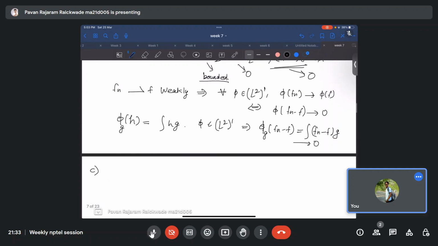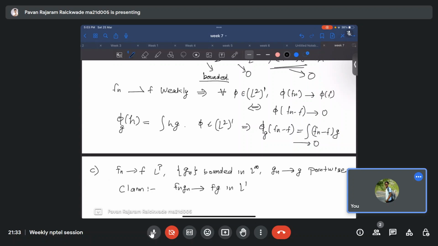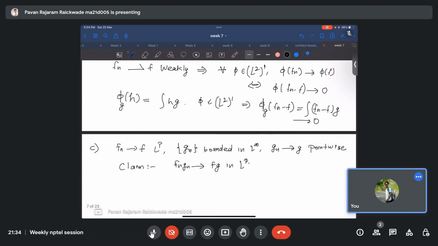So you have fn converges to f in Lp, and gn is bounded in L infinity, and gn converges to g pointwise. With this information, the claim is that the product sequence fn gn goes to fg in Lp. So you take a convergent sequence from Lp, and a bounded and pointwise convergent sequence from L infinity, and the product also converges in Lp. That's great.